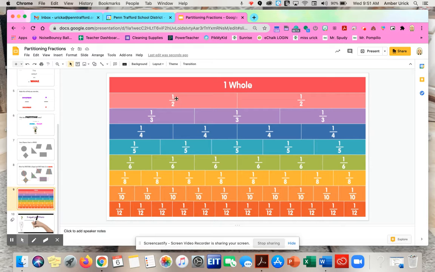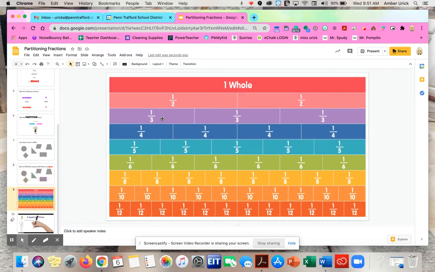So we talked about halves. Remember, that's not 1/2, it's halves because you have 2 pieces. You have thirds, fourths, fifths, sixths, eighths, tenths, and twelfths. And remember, we do skip over a few numbers. You see the sevenths are missing, the ninths are missing, and the 11ths, because we don't use those often. So we know they're not in there, okay?